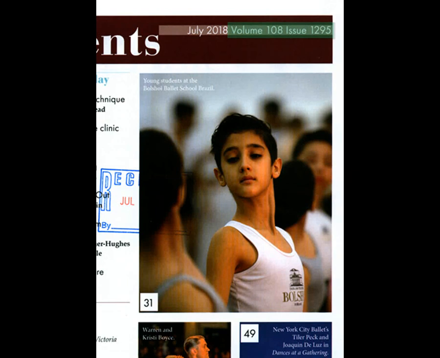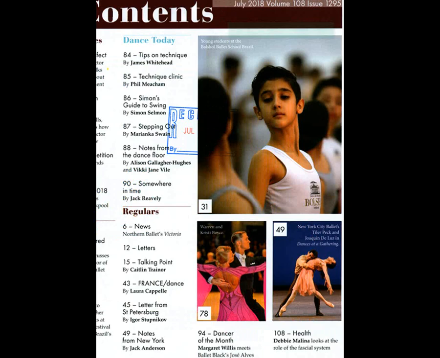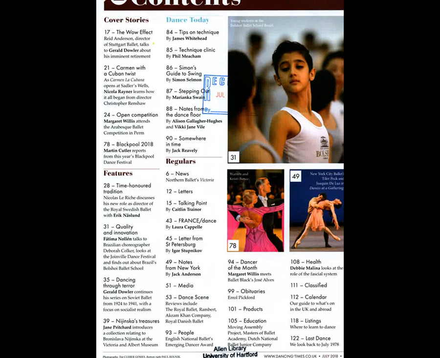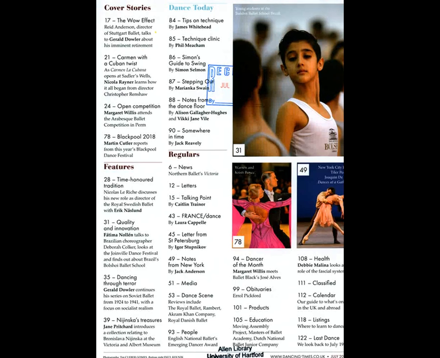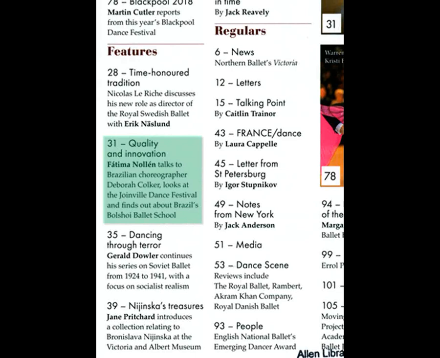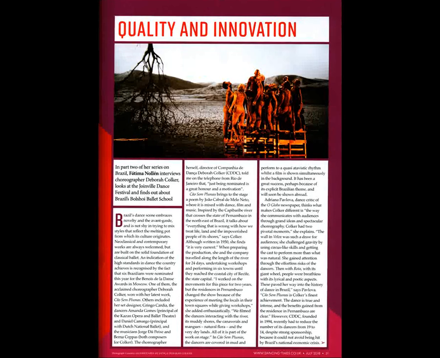They'll be very important when you're actually looking for articles, because that's what you'll use to find the exact issue with the article you need. The rest of the contents page is similar to a table of contents for a book, but instead of a list of chapter titles, we have a list of articles. So if we were looking for this quality and innovation article, we would turn to page 31. And here's the full article.